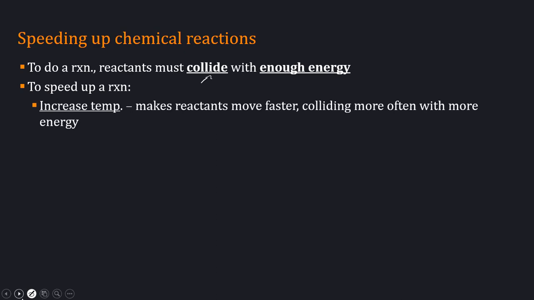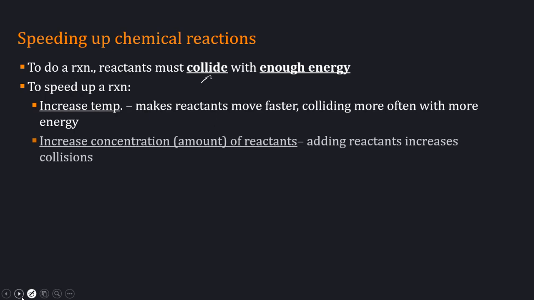So the ways we speed up a reaction, we increase the temperature, which makes things move faster. And if they move faster, they're going to collide more often and collide with more energy. And that's going to mean it's more likely that old bonds can break and new bonds can form. We can put more stuff in there, that is to say increase concentration, because if there's more stuff, they'll hit each other more often, and that means more collisions.